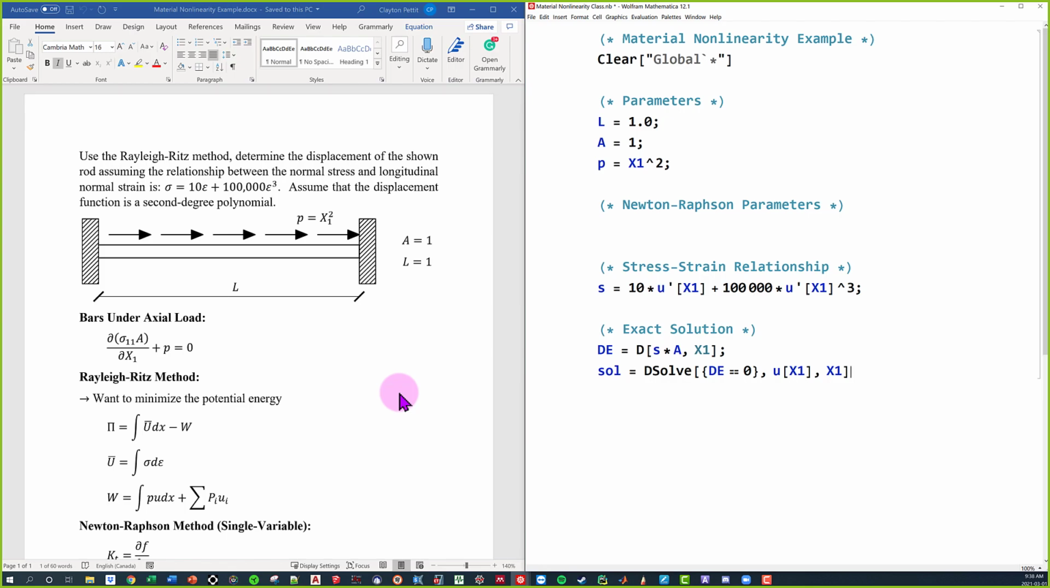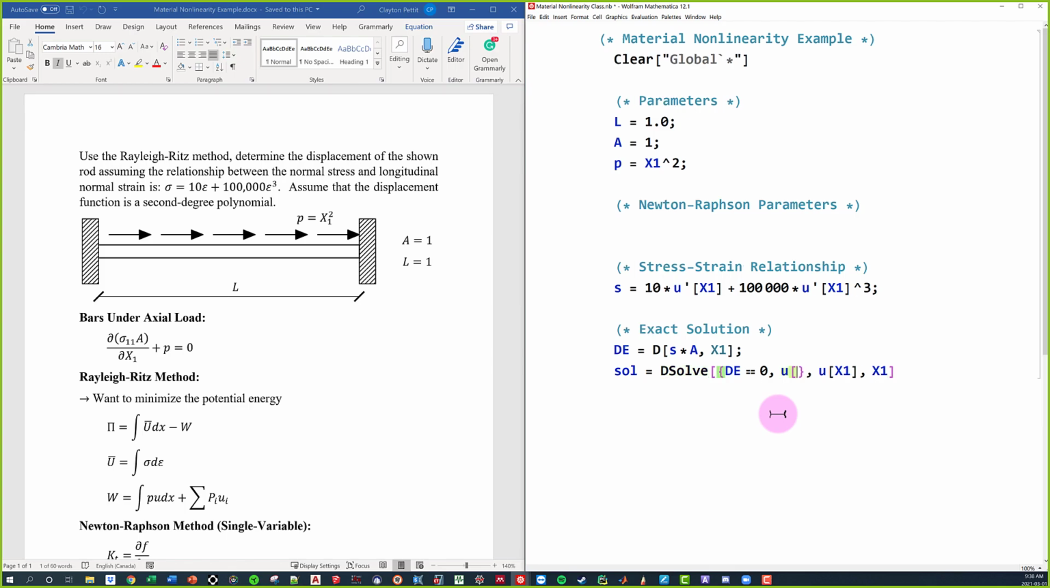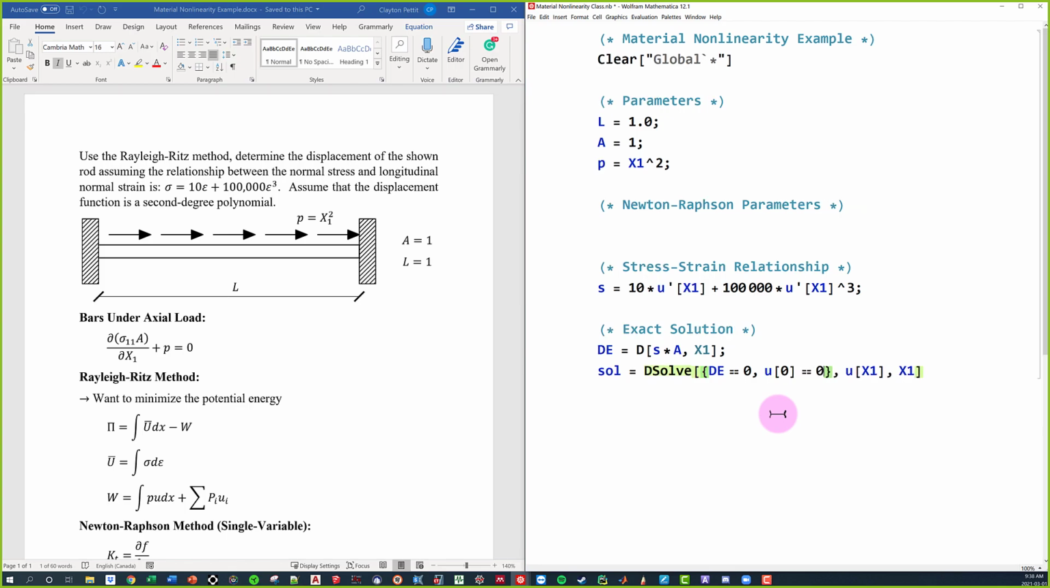Fixed ends? Exactly. So with a fixed end, we know that the displacement is 0. So at the left-hand side, our x1 is equal to 0. We know the displacement has to be 0. So we're going to say that u is 0. That has to be equal to 0. We also know that u at L, so on the right-hand side, it's also fixed. So this also has to be equal to 0.